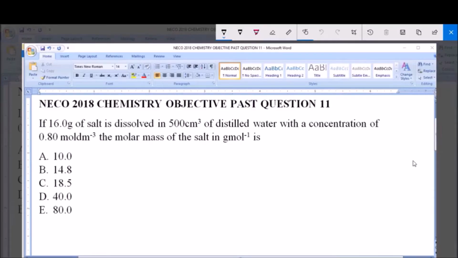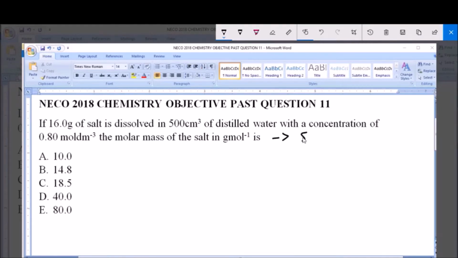Hello and welcome. I will be answering NECO 2018 Chemistry Objective Past Question 11. If 16.0 grams of a salt is dissolved in 500 cm³ of distilled water with a concentration of 0.80 moles per dm³, the molar mass of the salt in grams per mole is: A 10.0, B 14.8, C 18.5, D 40.0, E 80.0.